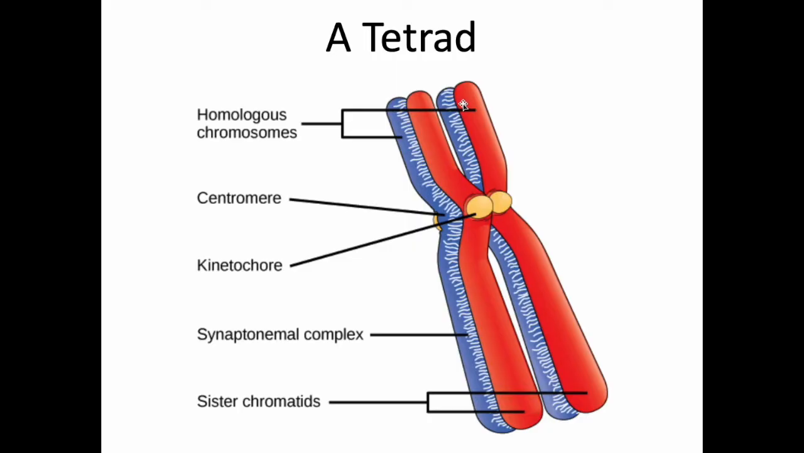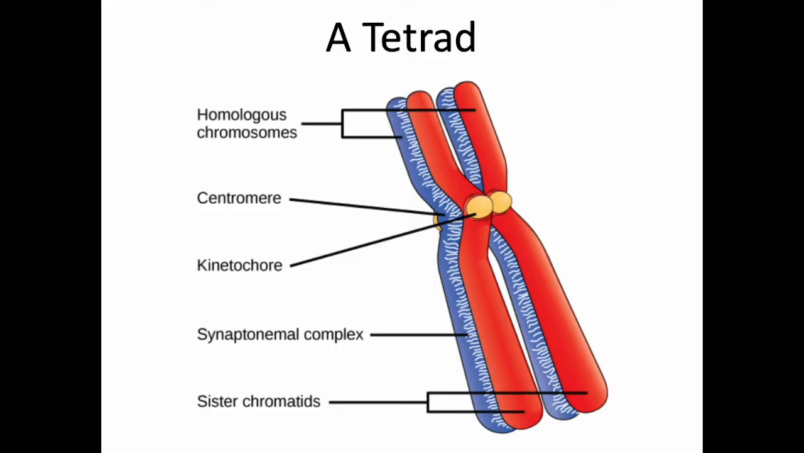This consists of 2 pairs of sister chromatids. So these 2 red ones here, these are the sister chromatids. The 2 blue ones back here, these are sister chromatids. So what are the red versus blue? Why are these different colors? Well, they're labeled here, the red versus blue are homologous chromosomes.